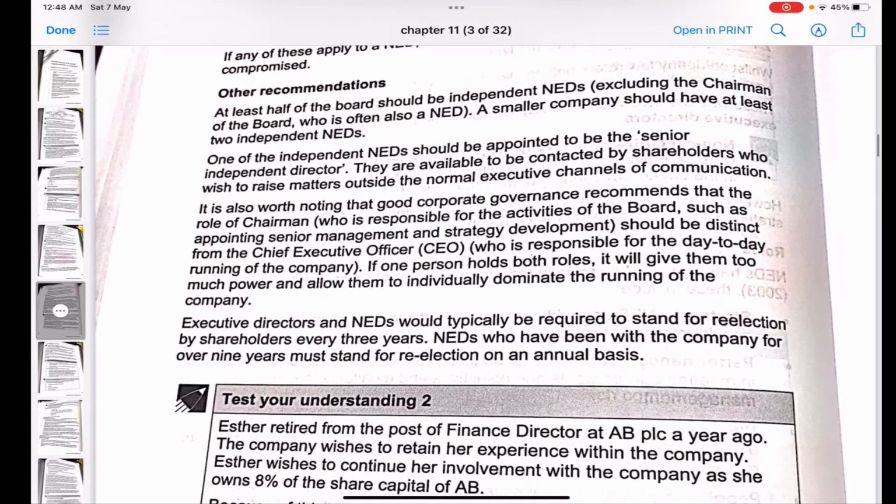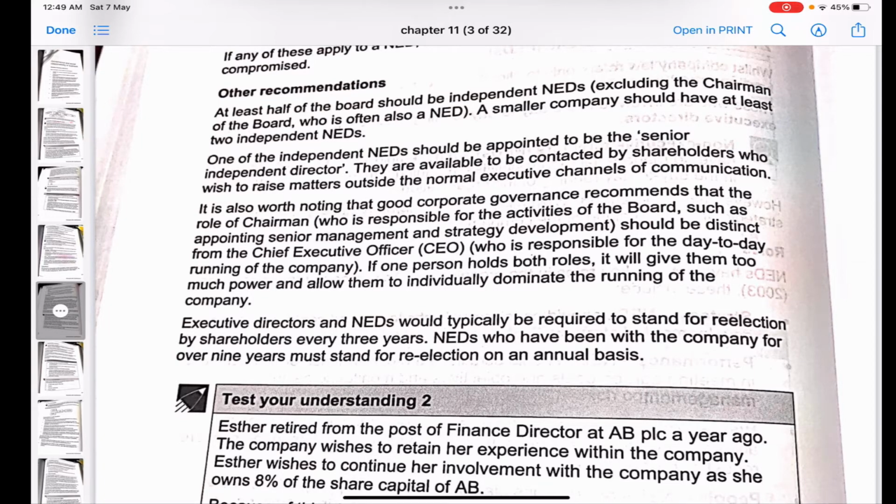Other recommendations. At least half of the board should be independent NEDs. So it is a requirement that at least half of the board must be independent non-executive directors, excluding the chairman, who is also often an NED. A small company should have at least 2 independent NEDs. So what did we see? That at least half of the board must be independent NEDs. In case it's a smaller company, then 2 of them should be independent NEDs.